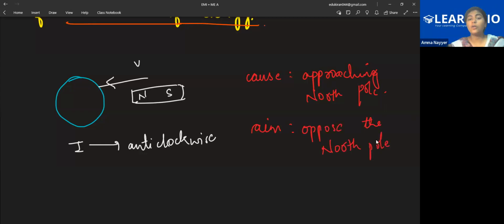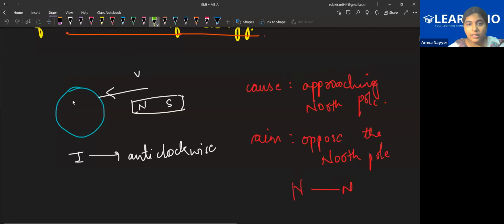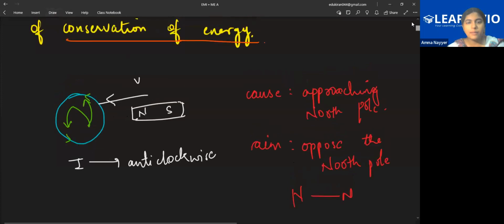So how can the North Pole be opposed? Which polarity do you think should be developed here, which can oppose the North Pole? North. North only, because like poles repel each other. So this coil will develop north polarity so that the approach is opposed, and the magnet will now move in the opposite direction, work done successfully. And what is the direction of this induced current? See, it is anticlockwise. Okay, we'll see some more cases. First, write down this.